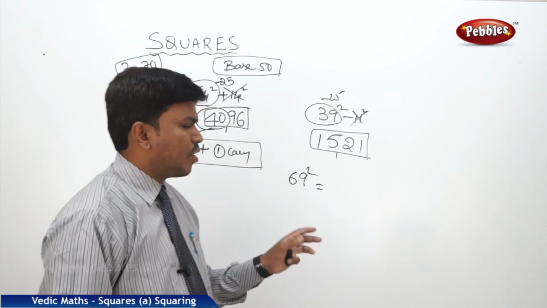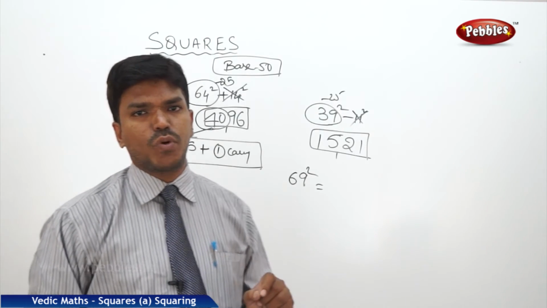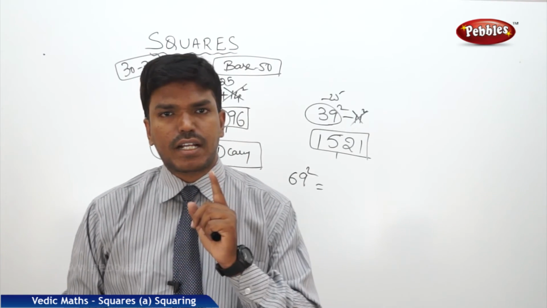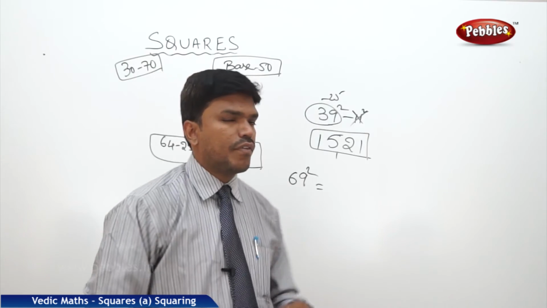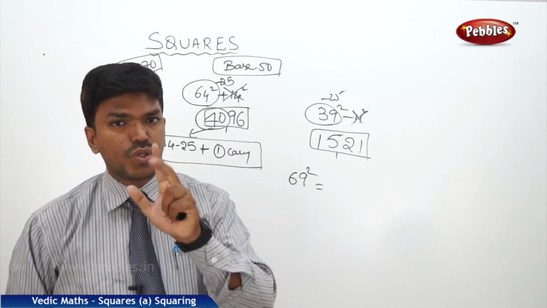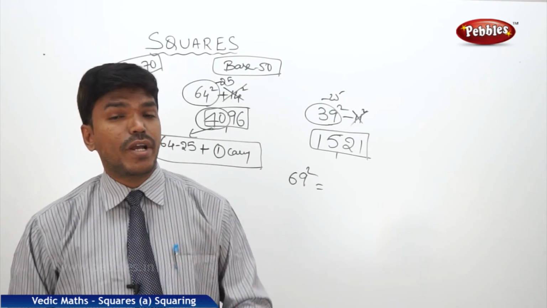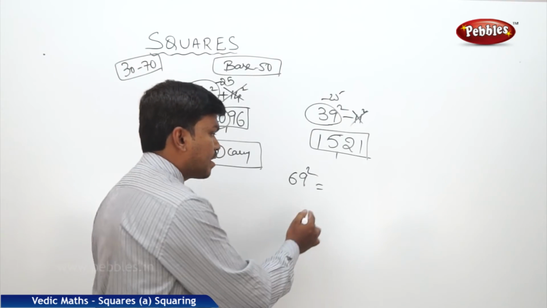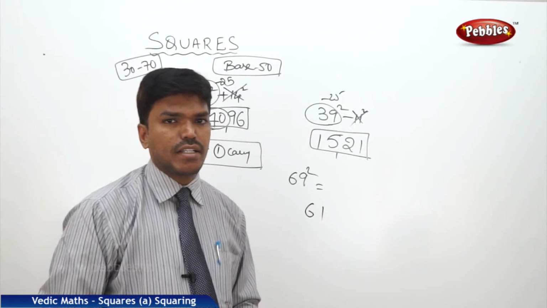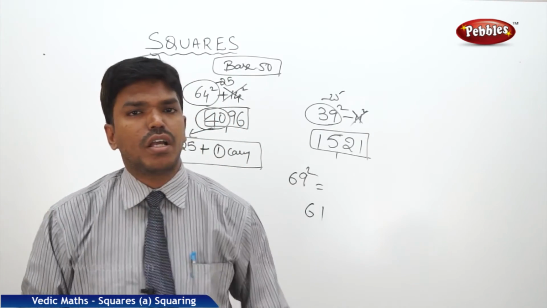Similarly, suppose I need 69 square. This time I won't write anything on the board. I will directly put the answer by mind calculation. 69, if you compare with base 50, is it more or less? More, so remember it is plus. How much more? 19. What is 19 square? 361. So I am writing 61 and carrying 3 in the mind. Remember, keep 3 in the mind for some time.